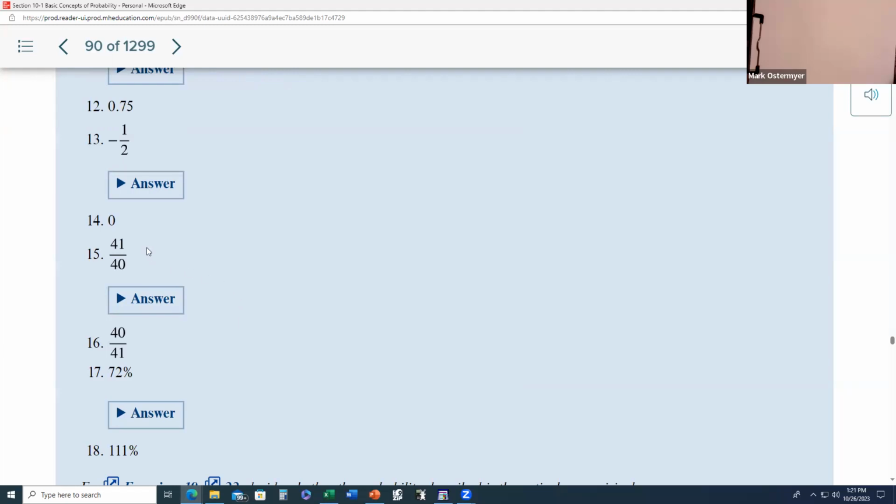Is number 15, 41 over 40, a valid probability? I'm going to say no. Yes, you are correct. Why did you say no? It's because the number on top is more than the one below it. That's right. If you were to turn this into a mixed number or a decimal, you would discover that you have a probability that's greater than 1. This is a no-no. So that's not a valid probability.